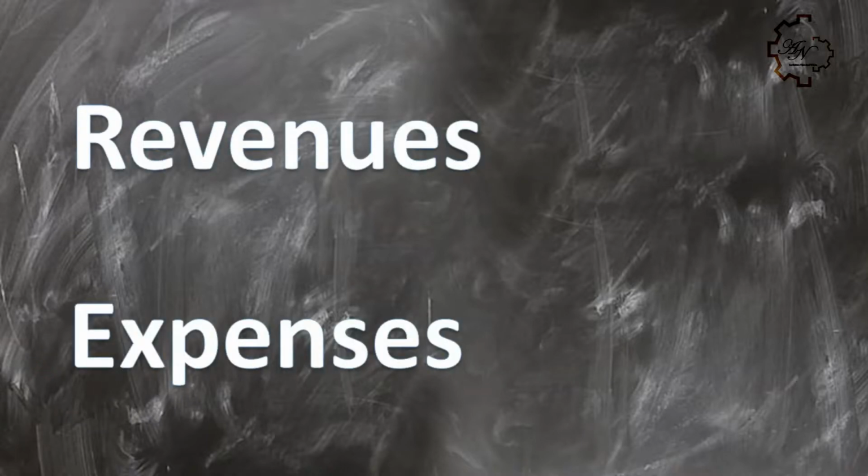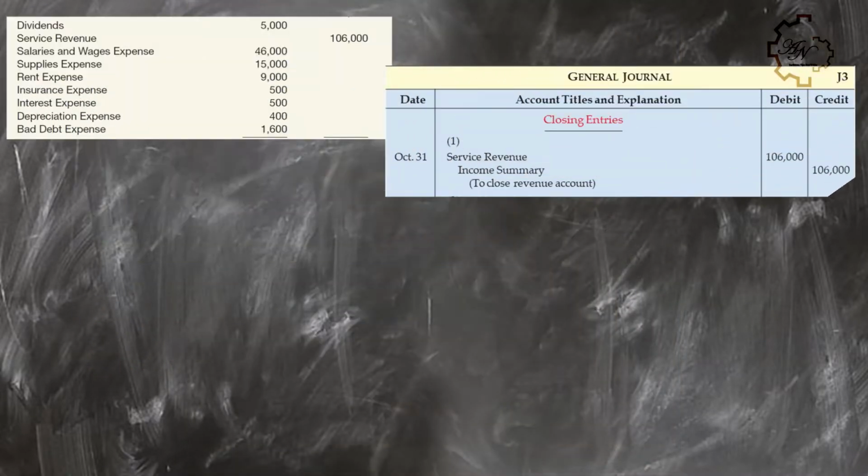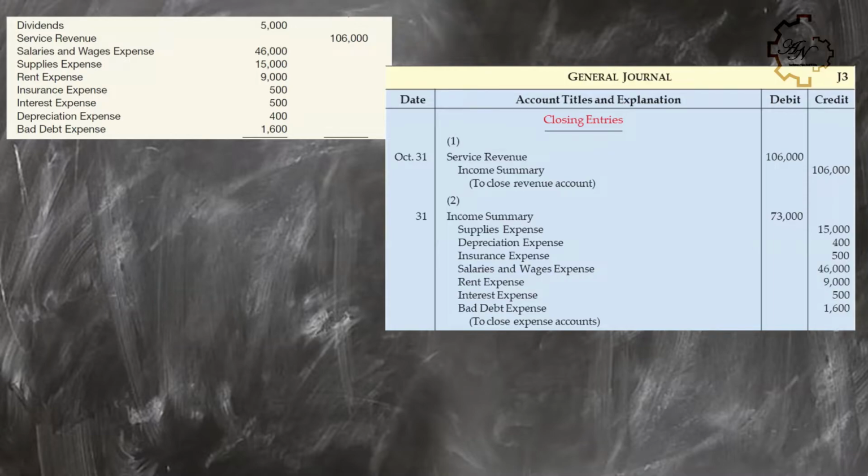For our example, we have to close all revenue and expense accounts in the income summary. We can see here the first entry, debit service revenue, credit income summary for $106,000. And the second is debit income summary, credit supplies expense, depreciation expense, insurance expense, salaries and wages expense, rent expense, interest expense, bad debt expense, to close expense accounts.